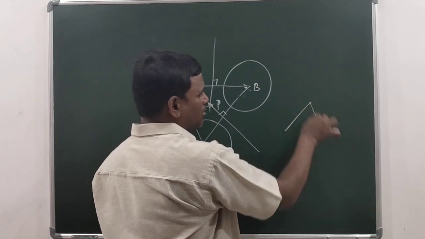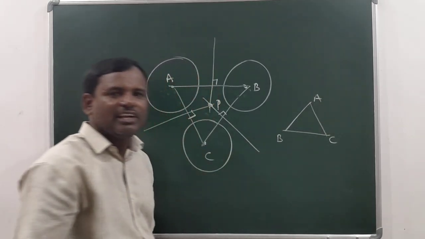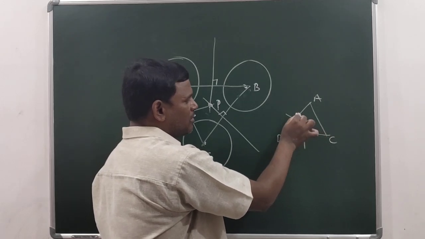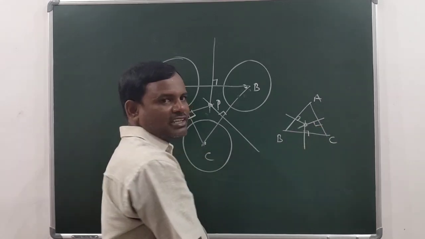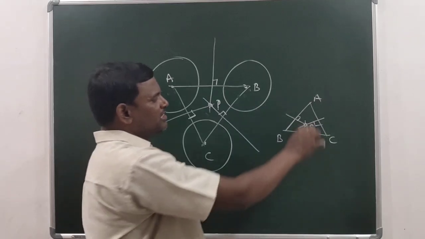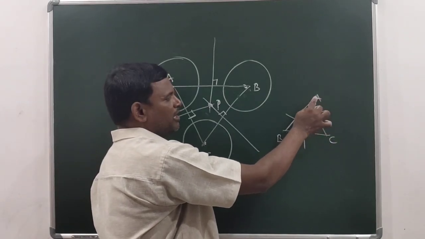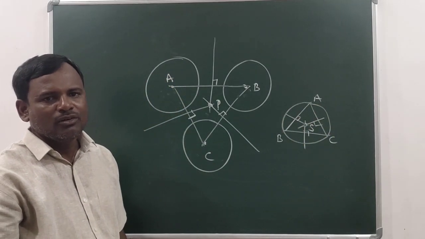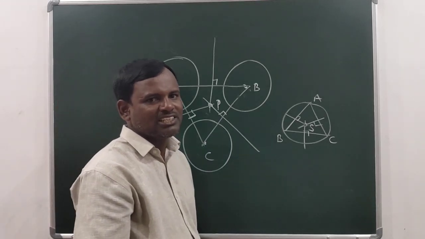You know how the circumcenter is formed in a triangle ABC. Draw the perpendicular bisectors of the three sides, which will meet at one point. That is called the circumcenter. It is denoted by the letter S, which maintains equal distance from the three vertices. Take a radius from S to A and draw one circle. You will get the circumcircle whose radius is capital R.